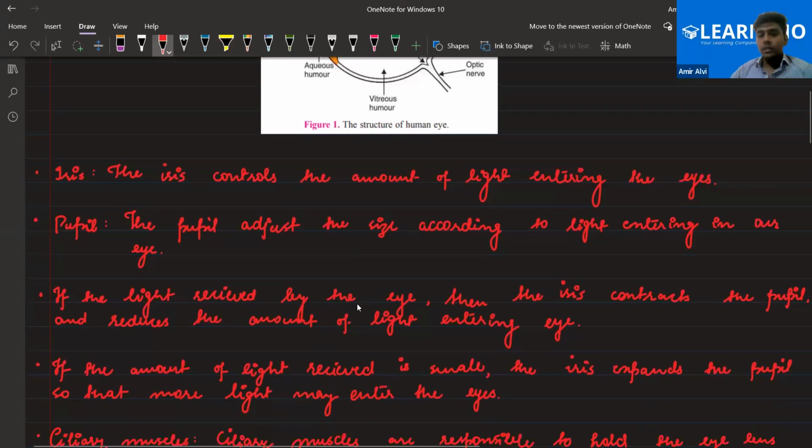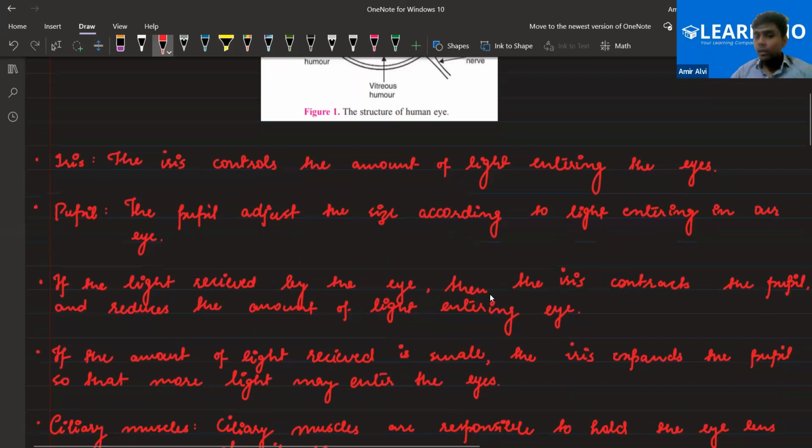If the light received by the eye is large, then the iris contracts the pupil and reduces the amount of light entering the eye. So that will reduce the intensity of light entering the eye.